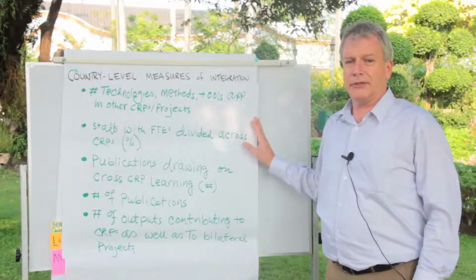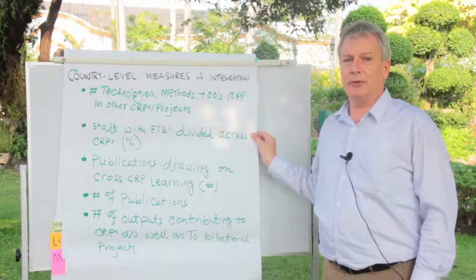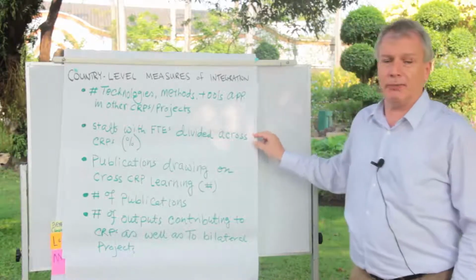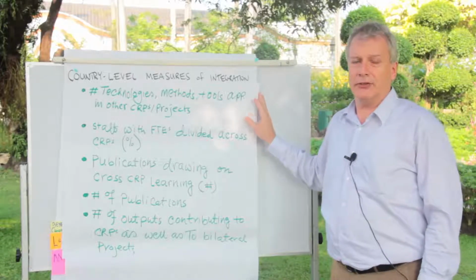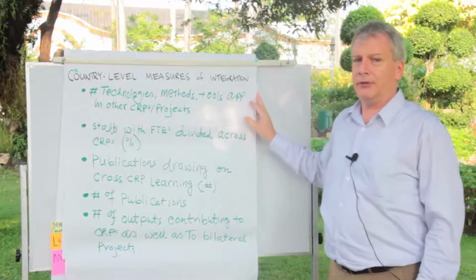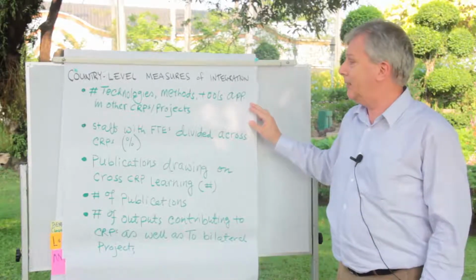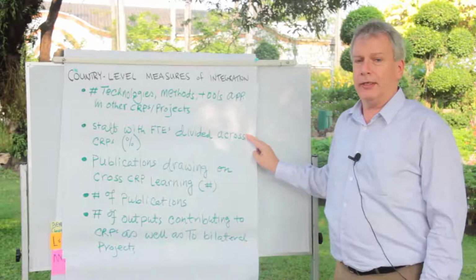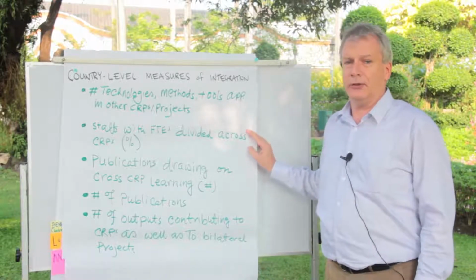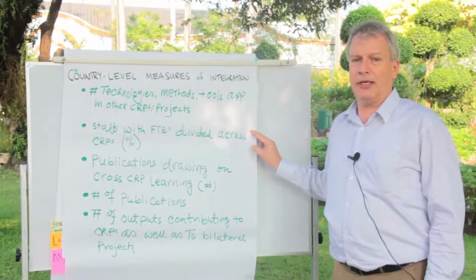I'd like to give you some examples of methods that can be used to measure the level of integration at country level. For example, we can think of the number of technologies, tools, or methods that can be interchanged between CRPs or projects. We can also think of the number of staff that are working for several CRPs, a good indication of how CRPs are working together.